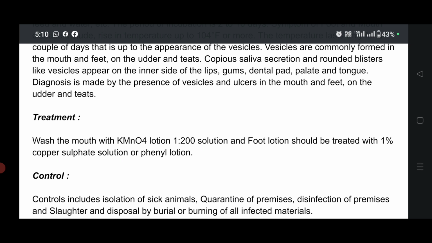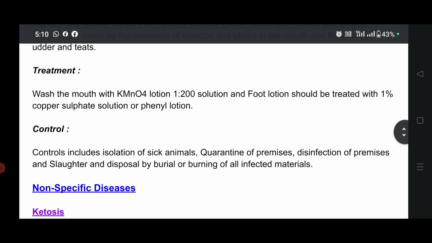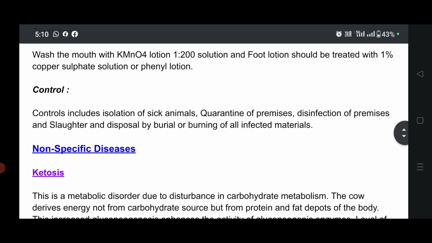Control. Control includes isolation of sick animals, quarantine of premises, disinfection of premises, and slaughter and disposal by burial or burning of all infected materials.